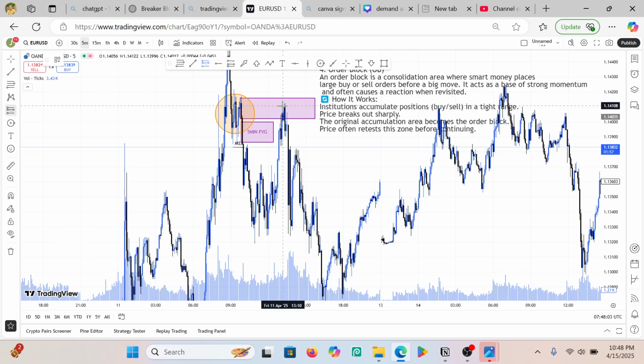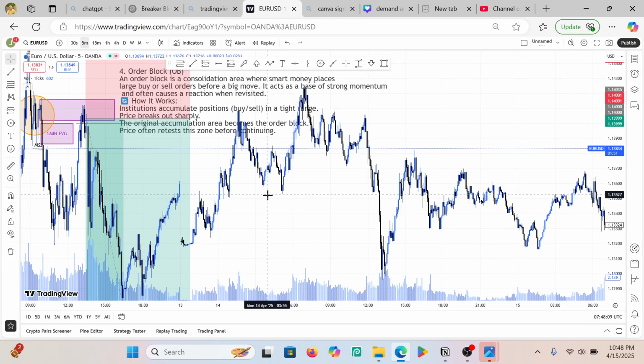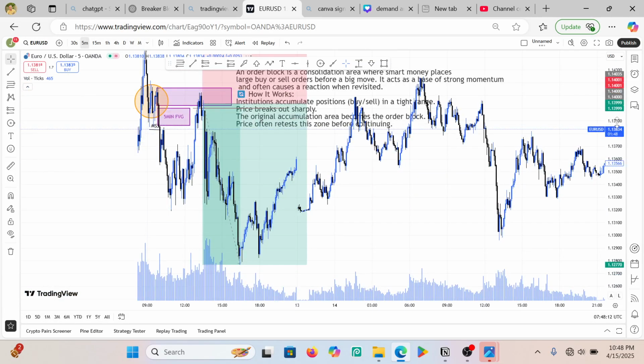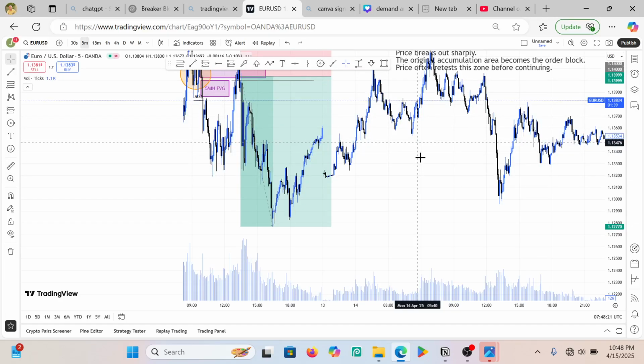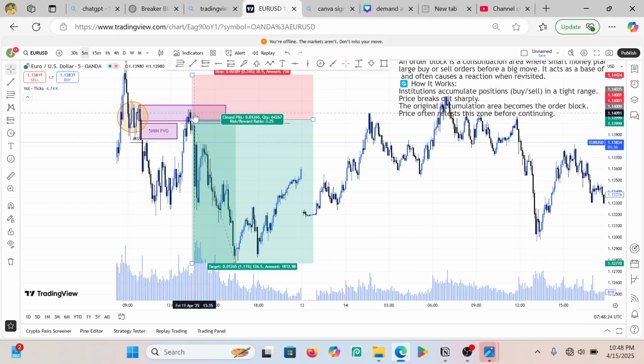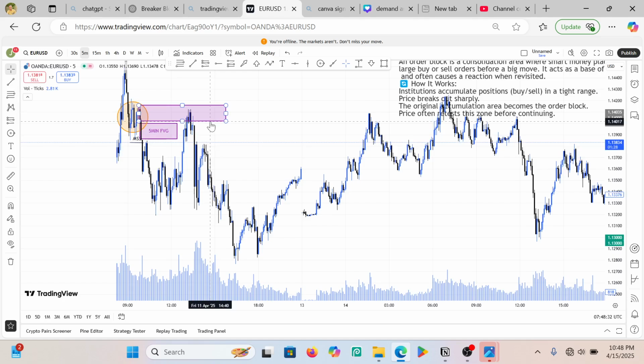That's how you're supposed to identify a valid order block and an invalid order block. As you can see, the price came to that area. After coming to that area, there was a mitigation, or there were selling opportunities there.